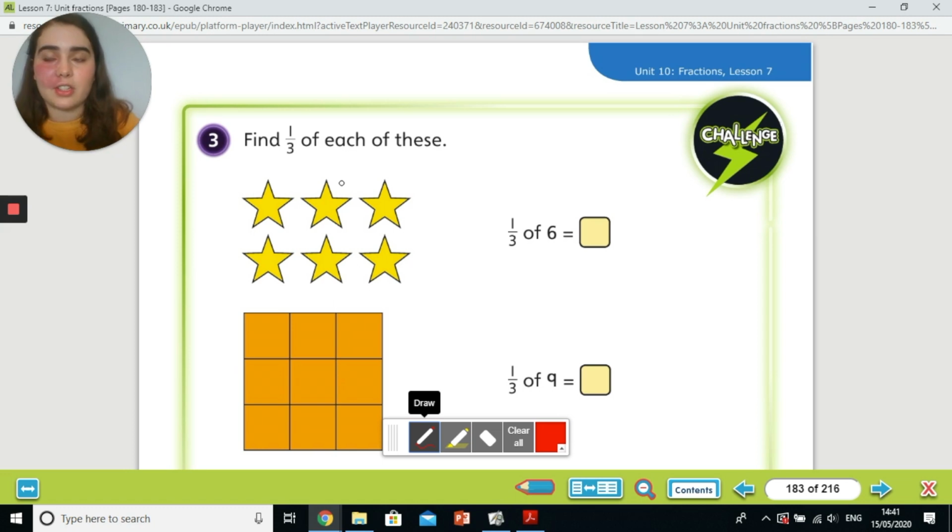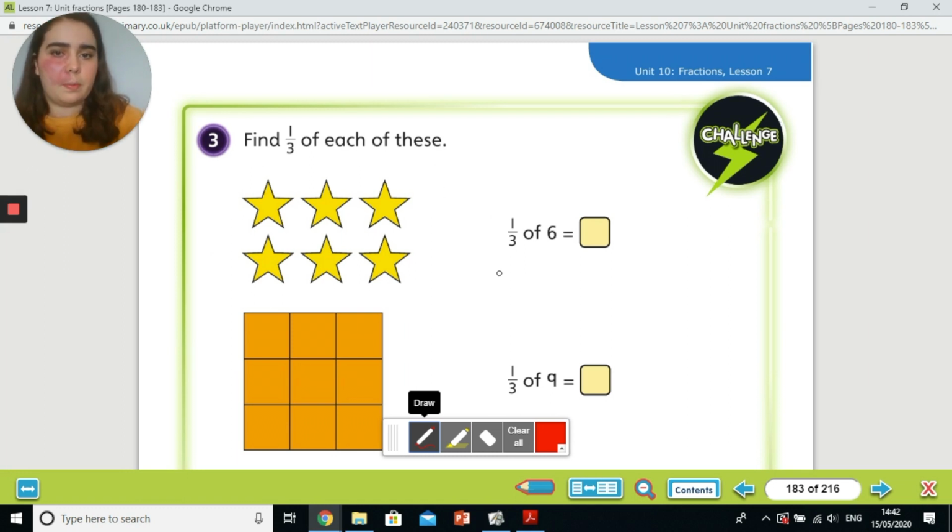So these challenge questions are asking us to find 1/3 of each of these groups. So how many stars have we got here in total? We've got 6 stars and we need to find a third. Remember, 1/3 means it's split into 3 equal groups. 3 is our denominator, and that shows us how many parts there are in total. So our 6 stars have been split into 3 equal groups.